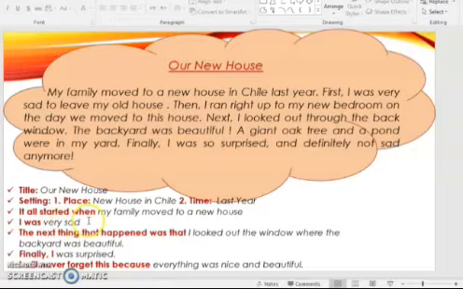I was very sad. This is the problem, which is in the body, in the supporting details. The next thing that happened was that I looked out the window where the backyard was beautiful. So here we are moving toward the solution. So these are events in the body, in the supporting details. Finally, I was surprised. I will never forget this because everything was nice and beautiful. This is the ending sentence. So the solution will be in the ending sentence, the solution for the problem.